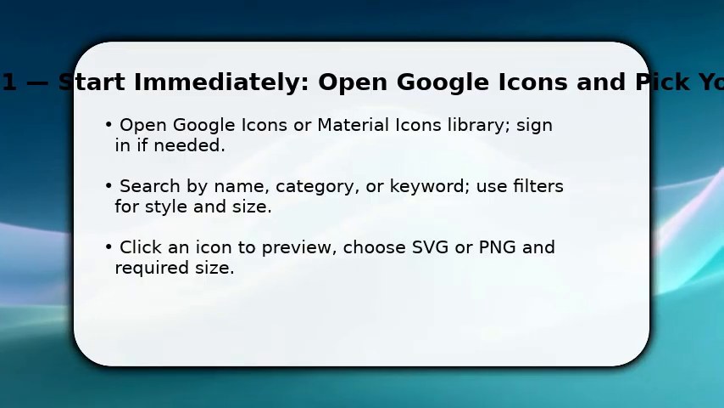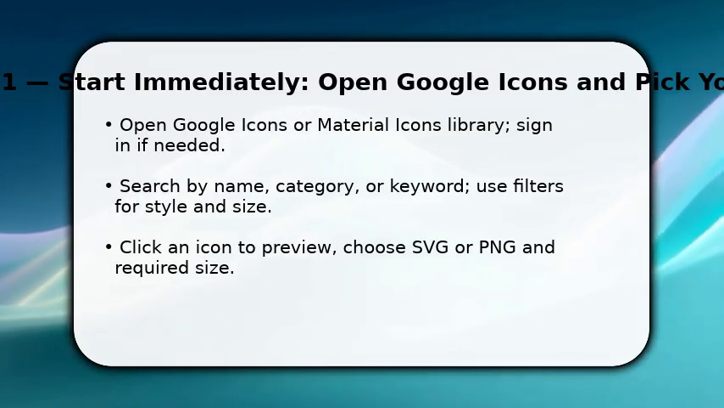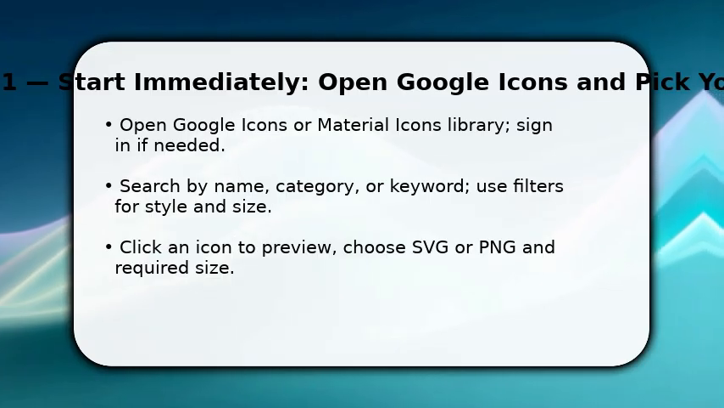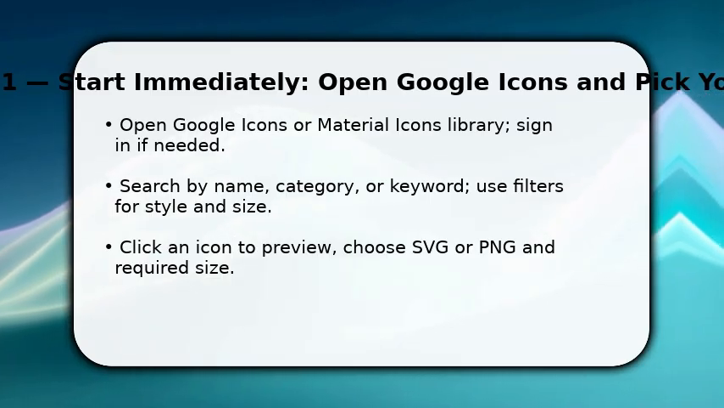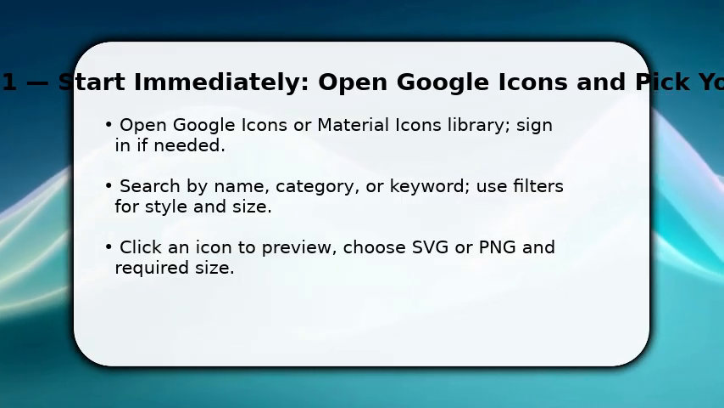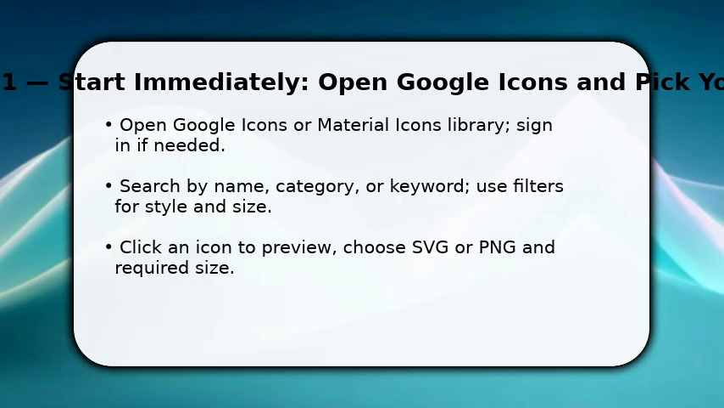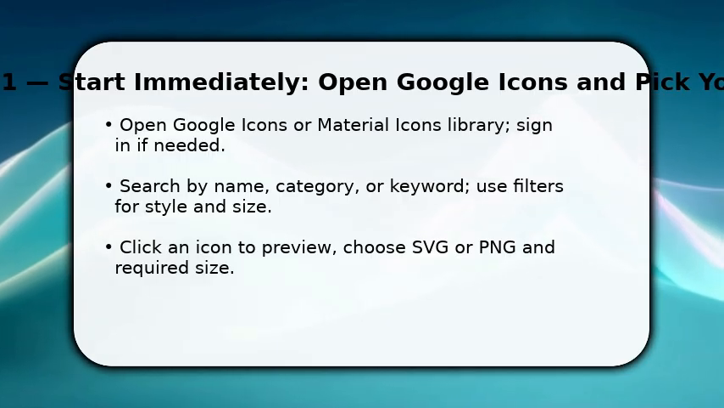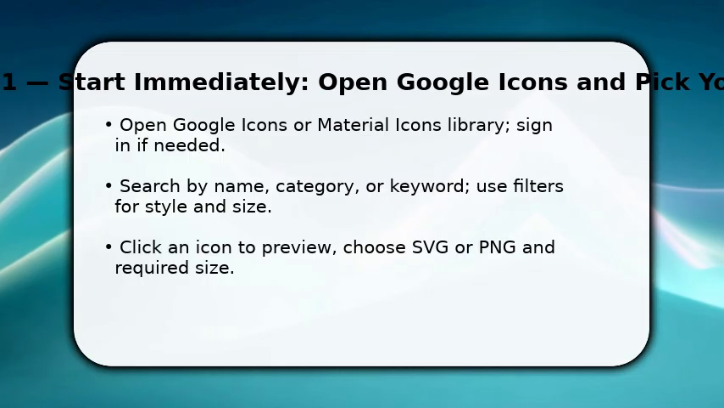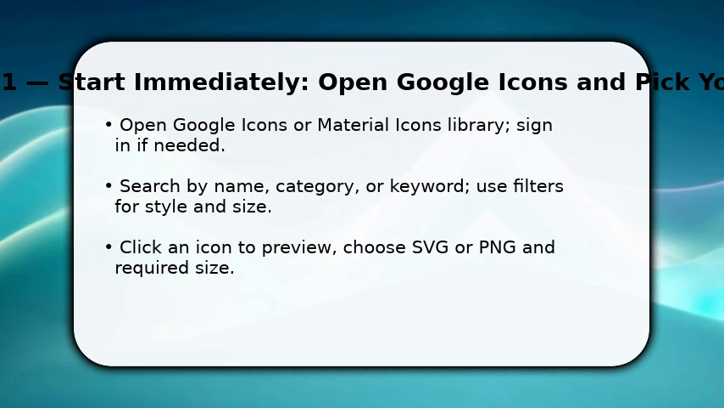You start by opening the Google Icons or Material Icons library and immediately search for the icon you need. Use concise keywords. Once you find candidates, filter by style and size so you don't waste time. Click an icon to preview it and choose SVG for scalability or PNG for quick use. Make sure to sign in if you want to save collections. This speeds later access. After picking a format, download or copy the code snippet to move into the next phase.